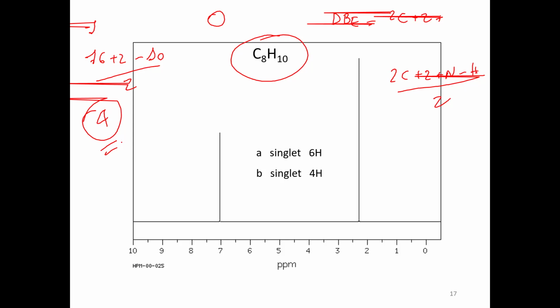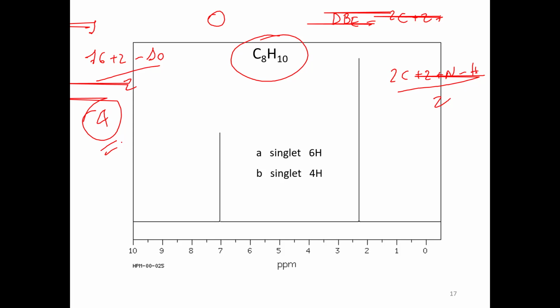I'm not giving you the integration. I didn't give you the integration before. I give it to you now. One integrates 6, one integrates 4. Which one integrates 6 and which one 4? You cannot say for sure, but looking at the height of each one, you might say that this one integrates 6, this one integrates 4. Then what do you know? It's very, very symmetrical because there are two singlets. What makes a very, very symmetric situation like that?